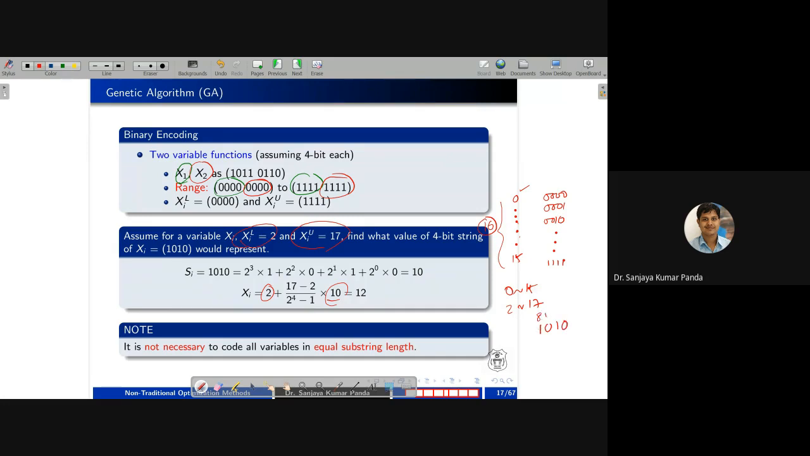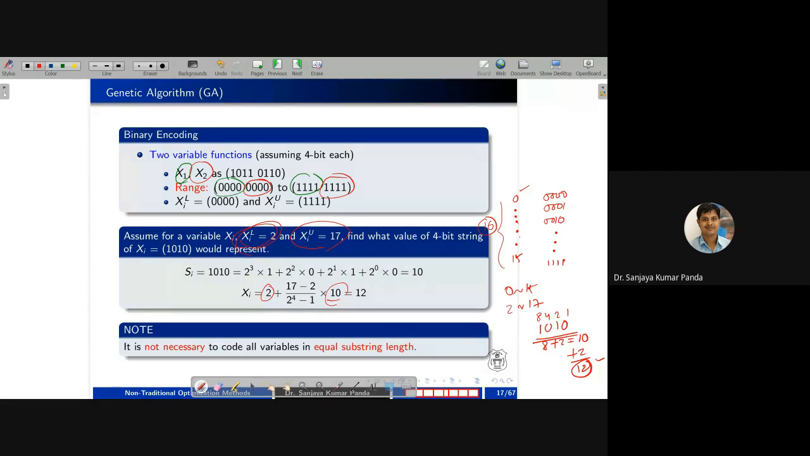So if you apply 8421, it is nothing but 8 plus 2, right? That is equal to 10. Now your lower limit is 2, so you have to add 2. So you will say it is 12. Right? So 12 is the same as your 1010, because your lower limit starts from 2. So this 1010 points to the decimal equivalent 12. But if your scale starts from 0, then the value is equal to decimal value 10.